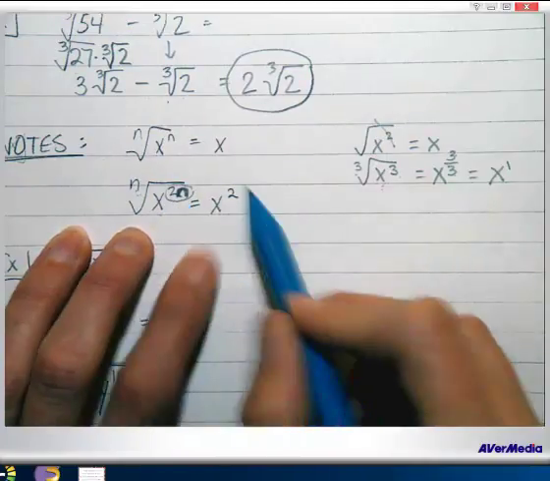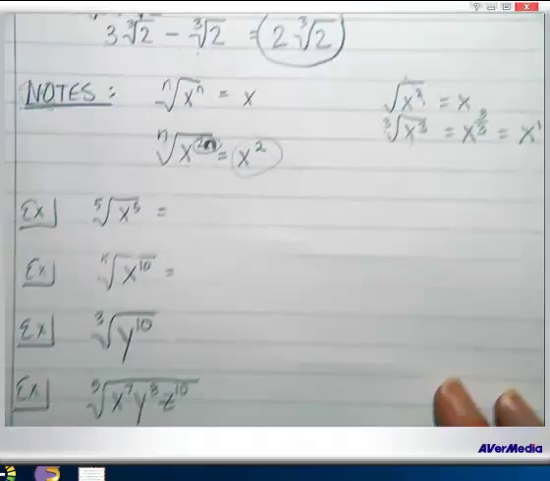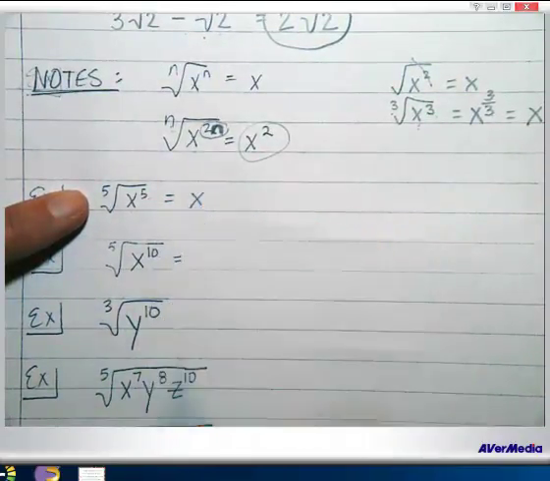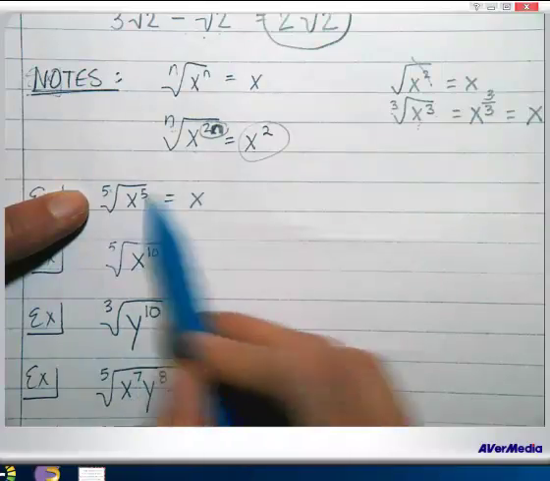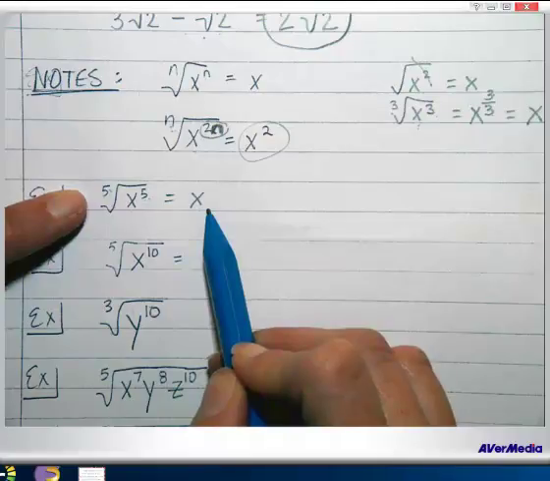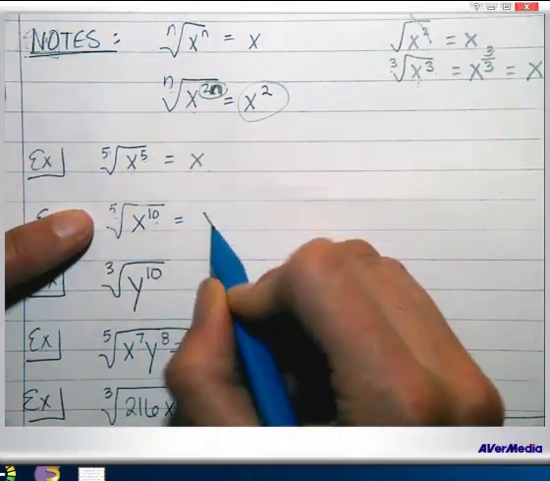And so really what we have is x squared. Just kind of watch a few. On this next one, the 5th root of x to the 5th, just x. 5 goes into 5 one time. That's the way I like to think about it. On the next one, 5 goes into 10 2 times, so we just get x squared.